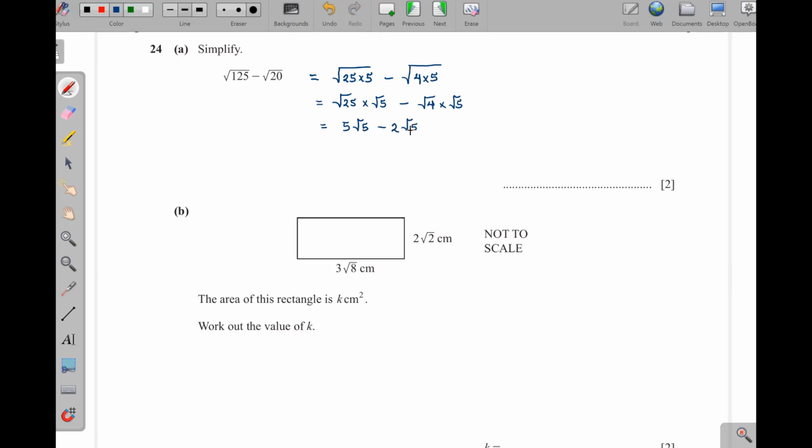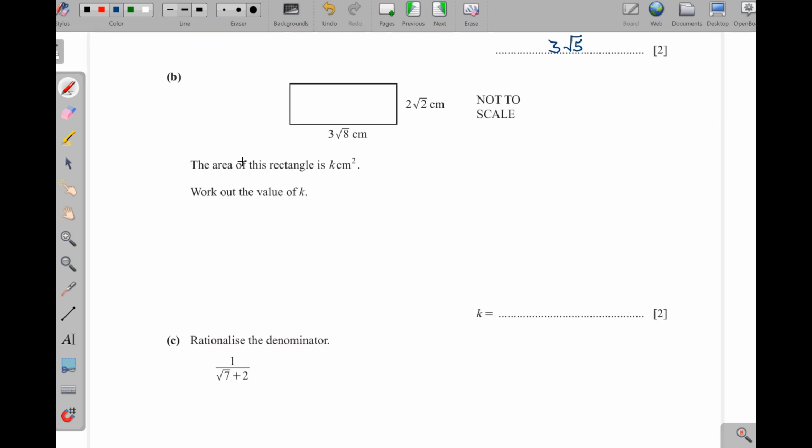Then surds are said to be added or subtracted if the number under the square root sign is the same. So there is this and this one here, which is the same. That means we can simplify these ones here. So 5 minus 2, we get a 3. So we shall get 3, then root of 5. Then part B, we are given the rectangle here, and they are saying that its area is k centimeters squared. Work out the value of k.